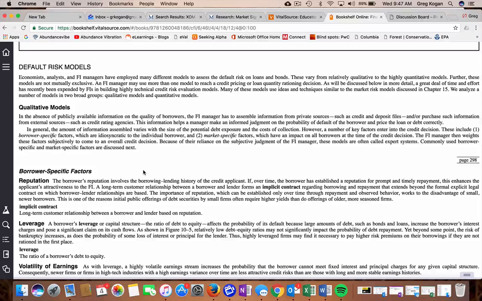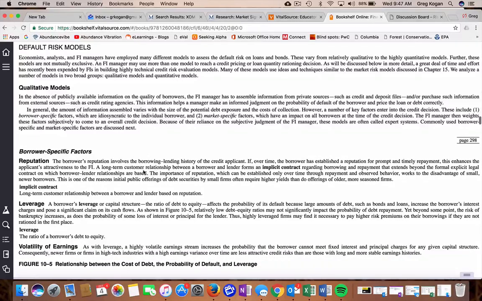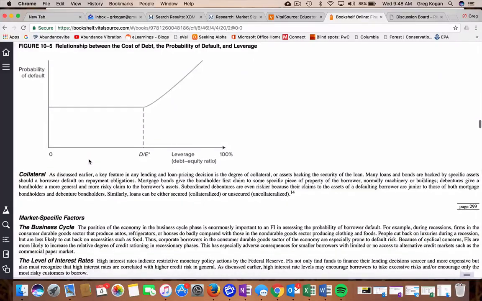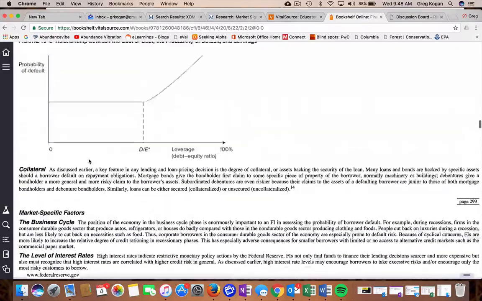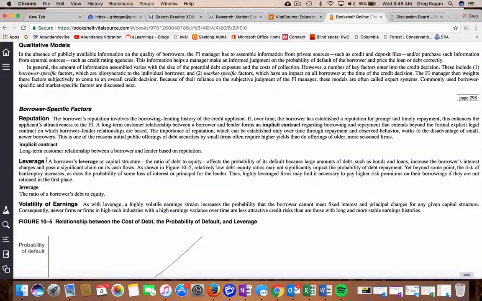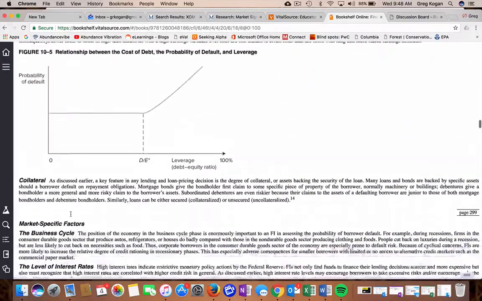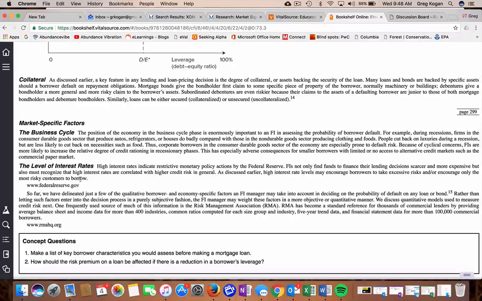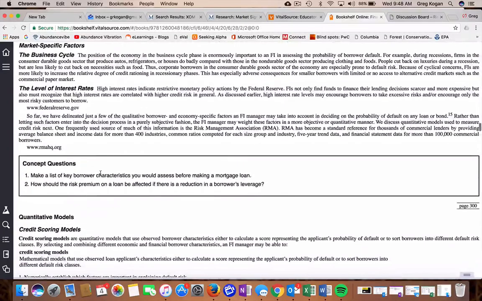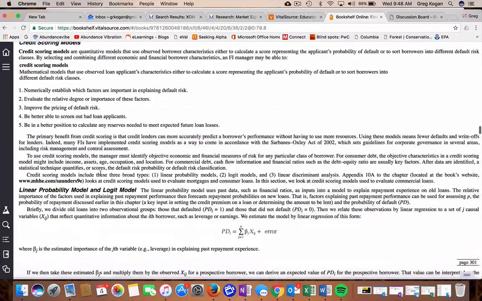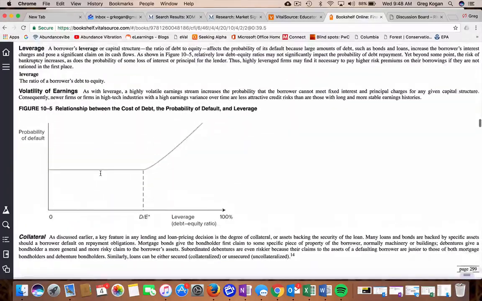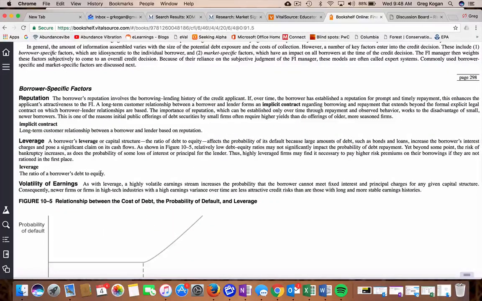So basically, what provides for the default risk model? Where does the default risk model really fall? There are borrower-specific factors, and then there are business-specific and market-specific factors. We're going to go over reputation, leverage, volatility, collateral, and then the business cycle and the level of rates. And then there are quantitative models, but at the moment we're going to focus on the qualitative.